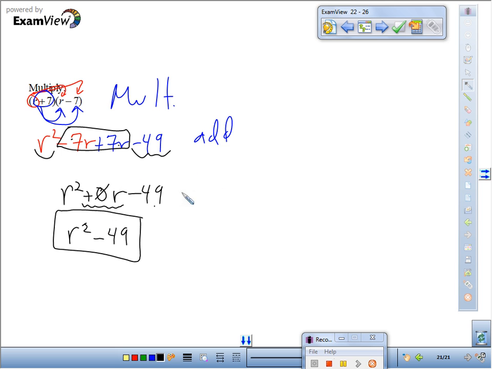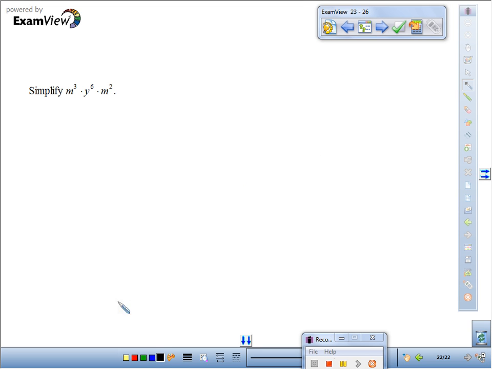Okay, and the last one. Number 23. Simplify. What operation do you see going on here? Multiplication. So I'm going to look at m, and m have the same base. We add the exponents. This is to the 5th, and I just rewrite the y to the 6th.